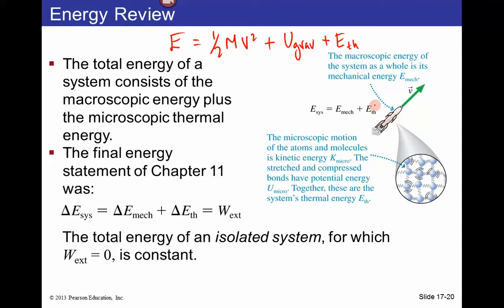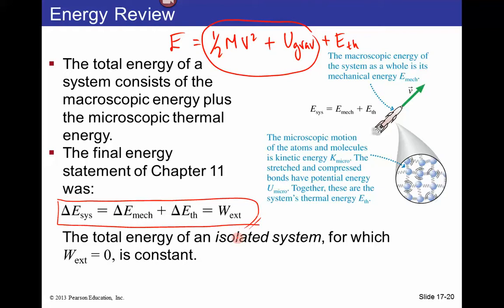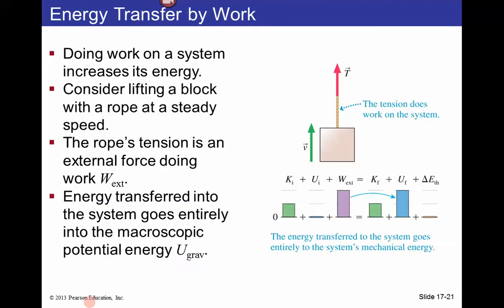So a system now is going to have a mechanical energy component, which is given by this, plus a thermal energy. And the change of energy, as we remember from General Physics 1, is the change in mechanical energy plus whatever thermal energy change there is. And that has to be equal to the work done on the system. This is what we remember from General Physics 1. If there's no external work done, the total energy of the system doesn't change. And that is your conservation of energy.